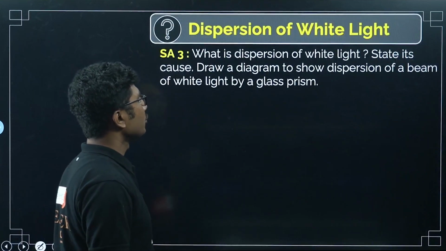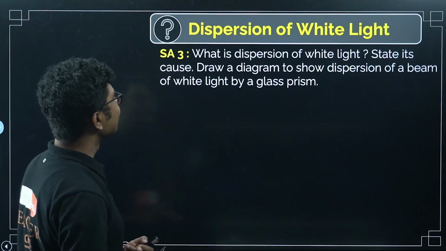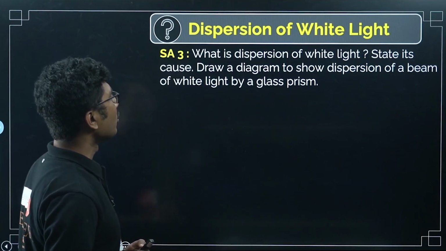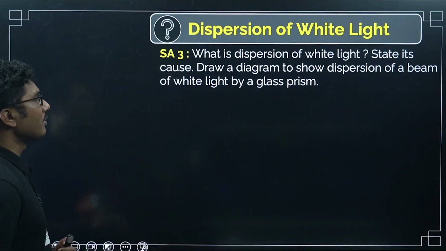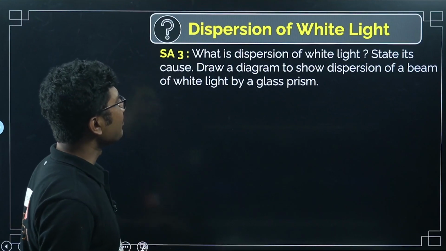Now one more short answer type question. What is the dispersion of white light? State its cause. Draw a diagram to show dispersion of a beam of white light in a glass prism. So this is a very important question.